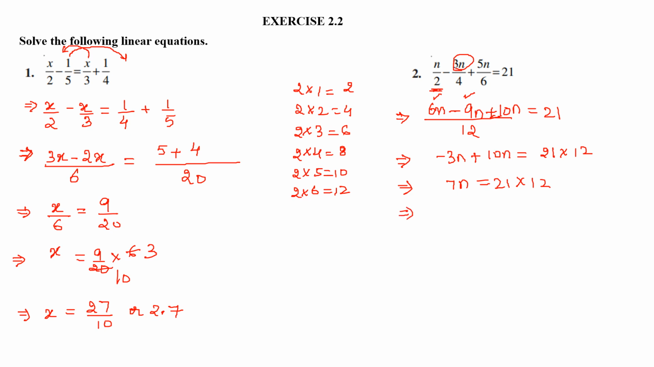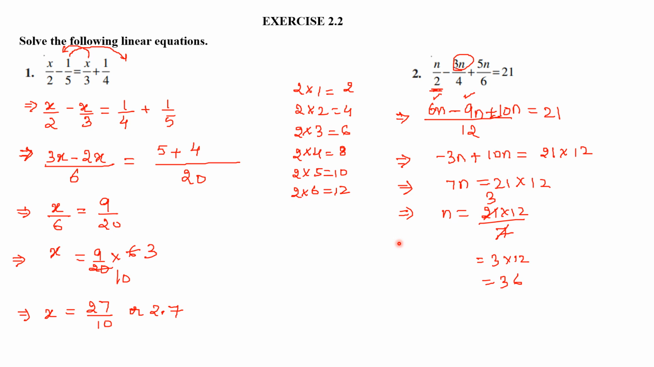And now I'm going to transpose 7 to the other side. So 7n means 7 into n, so multiplication will change to division. So here it is 7. Now simplify. 7 times 3 will give me 21, so it is 3 into 12, which will give me 36. So this is the answer for the second question. I am explaining slowly so that you are able to understand all the steps clearly.